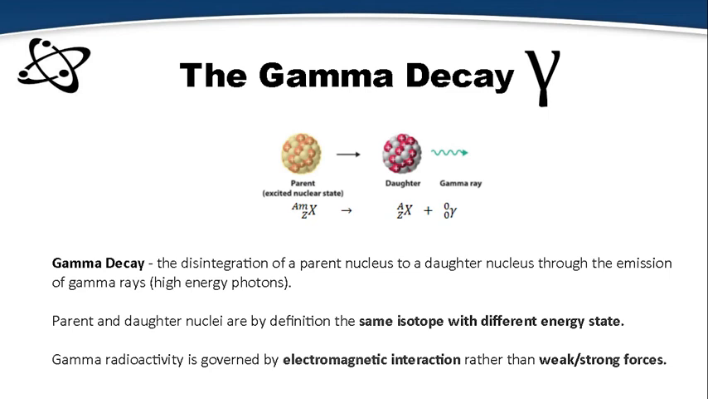This is because the daughter and the parent isotope are identical but just in different energy states. The gamma decay typically accompanies the alpha and beta decay in that it will happen after the aforementioned decay types to stabilize the excited daughter isotope that contains too much energy to be in its final state. In contrast to the alpha and beta radioactivity, gamma decay is governed by the electromagnetic interaction.